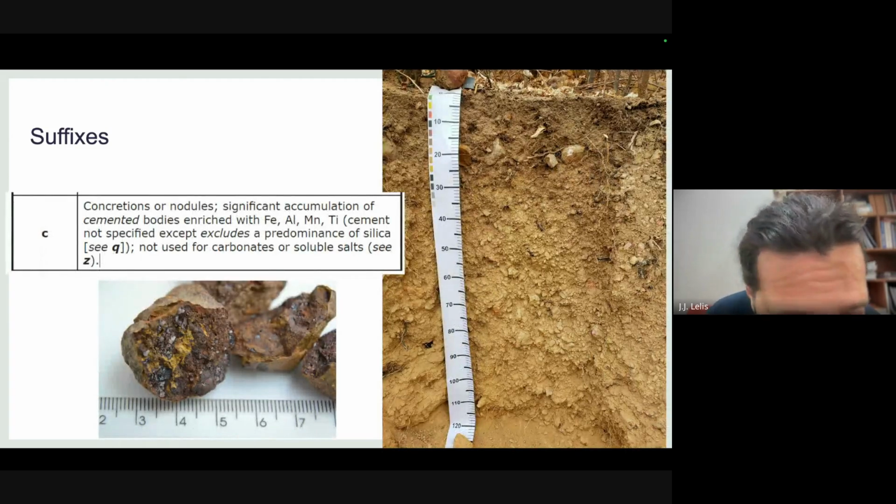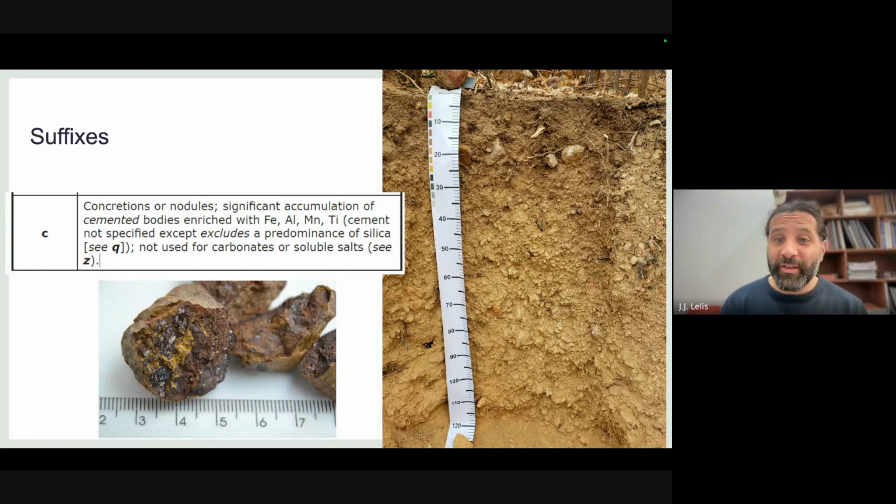This one, I love this suffix. I really love it because it's quite common in the tropics and tells you a lot about the landscape evolution. It is the c. The c suffix expresses concentration or presence of concretions or nodules. Okay, and here we have a very good thing that we need to describe and define now. The difference between concretions and nodules, okay?